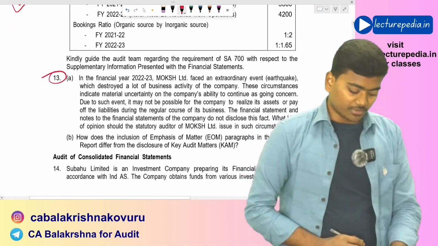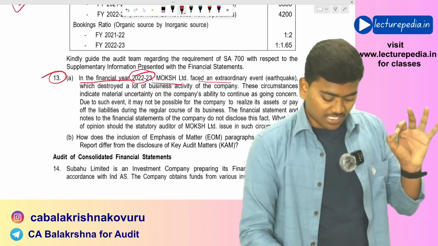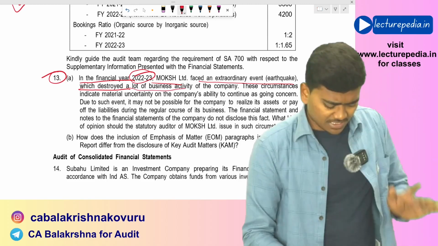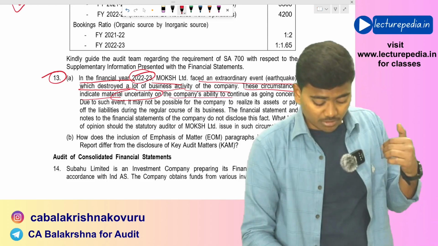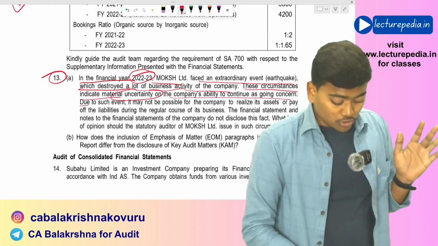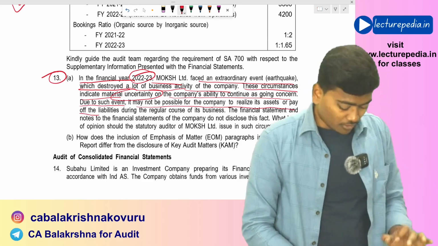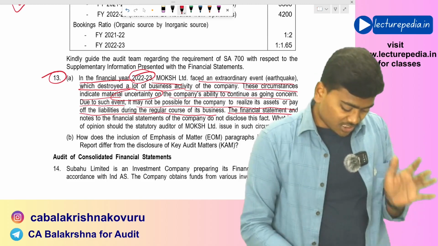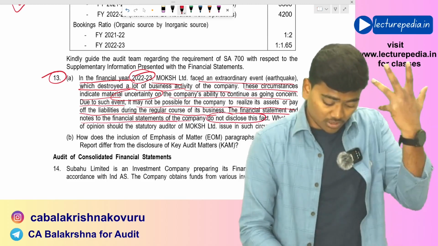Next, question number 13. In the financial year 22-23, Moksha Limited faced an extraordinary event, an earthquake, which destroyed a lot of the business activity of the company. These circumstances indicate material uncertainty on the company's ability to continue as a going concern. Due to such an event, it may not be possible for the company to realize its assets or pay off its liabilities during the regular course of its business. So, it should be disclosed. The financial statements and the notes to the financial statements of the company do not disclose this fact.